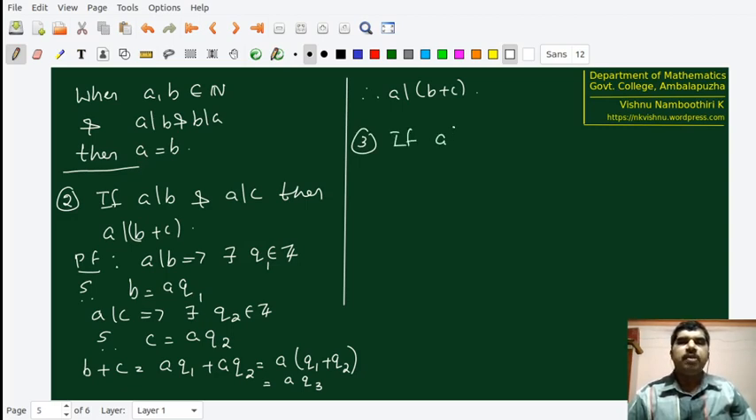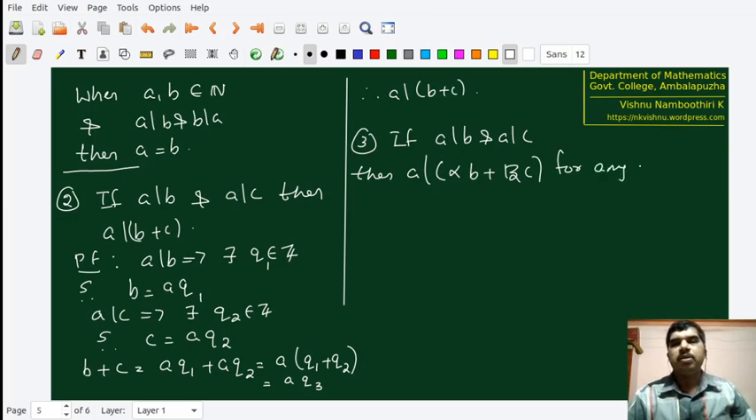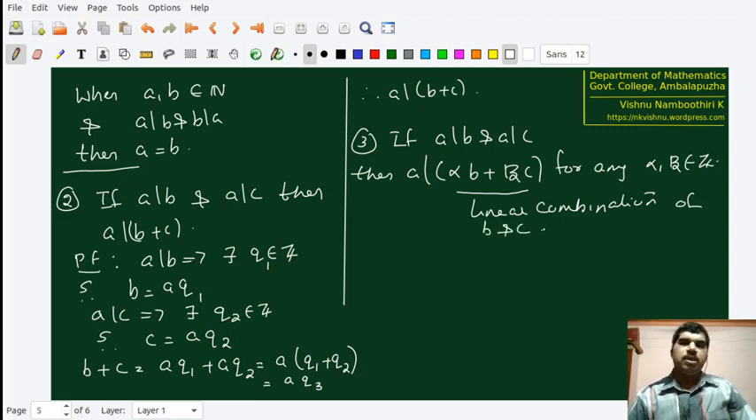If A divides B and A divides C, then A divides alpha B plus beta C for any alpha, beta in Z. This alpha B plus beta C is known as a linear combination of B and C. Proving this is again going to be quite simple. Exactly the same argument. There is not much difference.